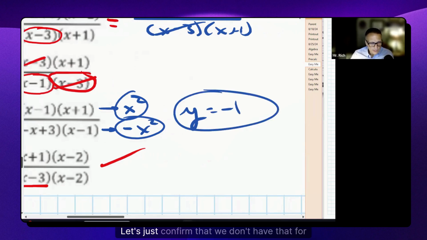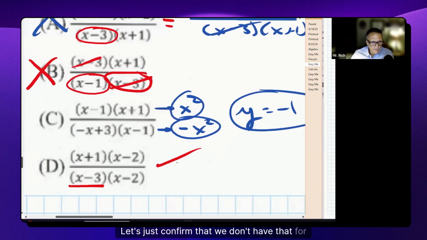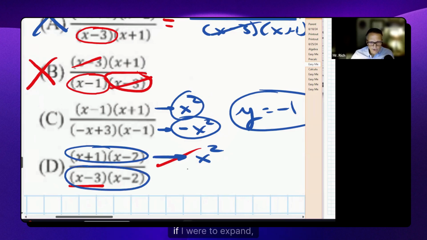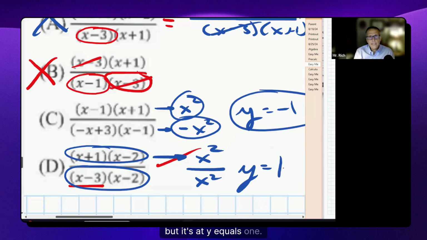Let's just confirm that we don't have that for question D. My highest degree term right here would be x to the second. Highest degree term on the bottom, if I were to expand that polynomial, would be x to the second. It has a horizontal asymptote, but it's at y equals 1. So C is my answer.